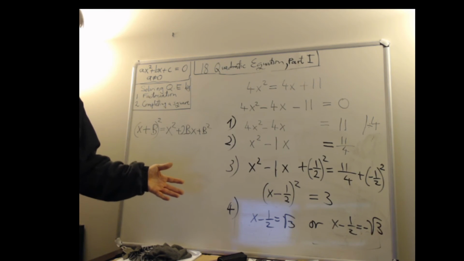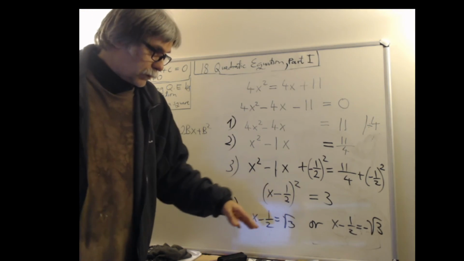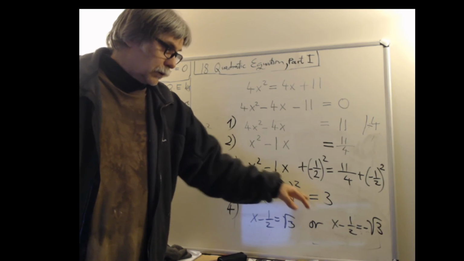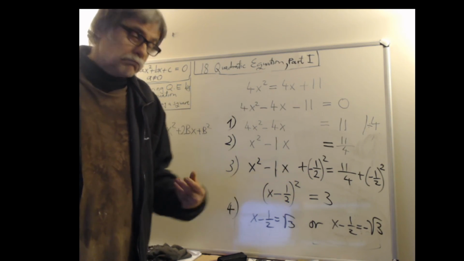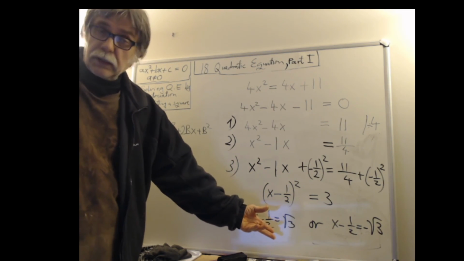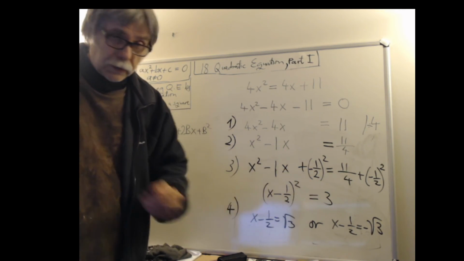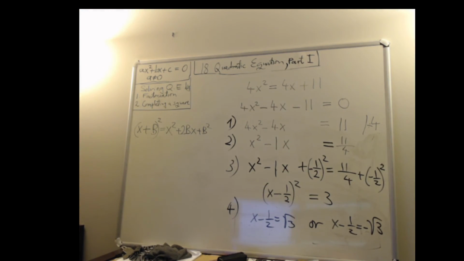And now you have the story about how the square can be 3. Well, you either have a radical 3 or you get negative radical 3. Both of them have a square of 3. Okay?